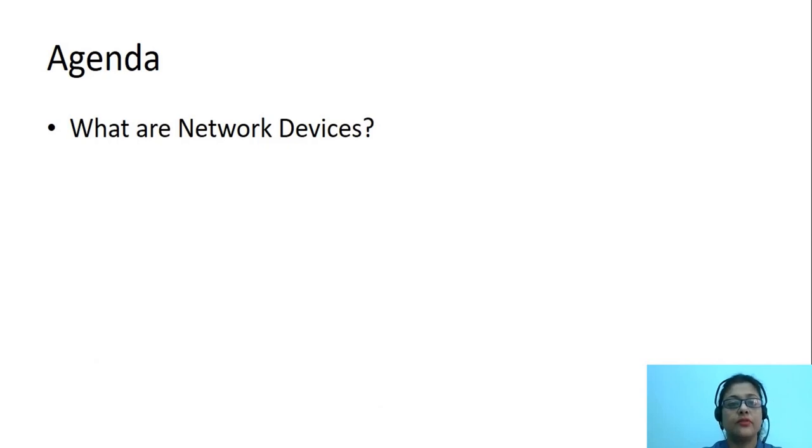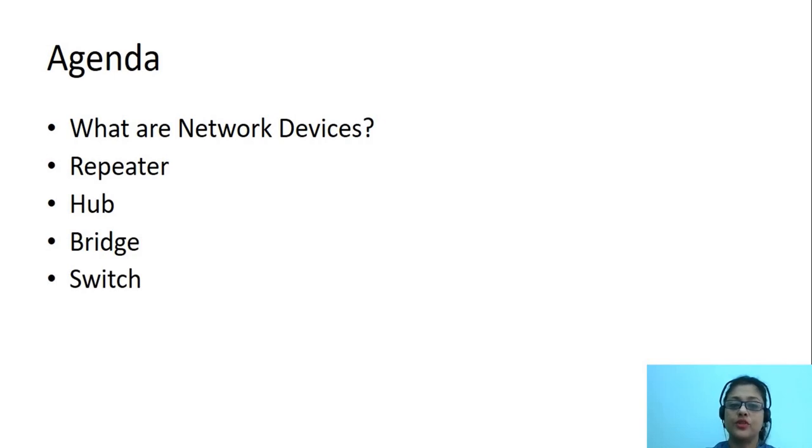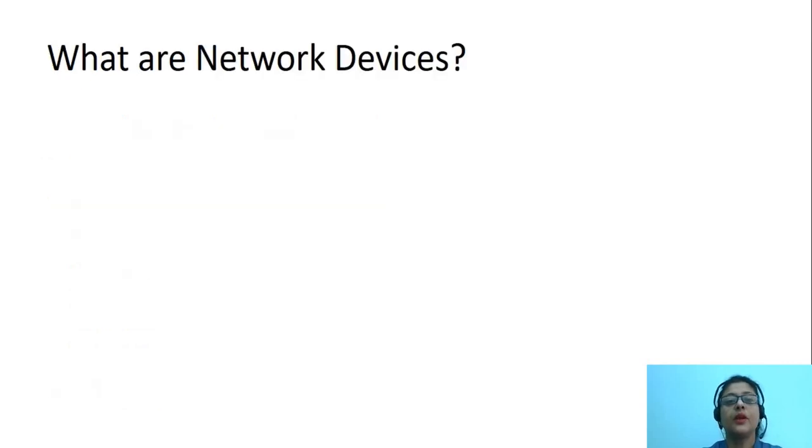At the very onset, we are going to learn about what are network devices, then the various network devices like repeater, hub, bridge, switch, modem, router, gateway. Now, what are network devices? These network devices are basically the physical or the hardware devices that are used to connect the various networking sites.